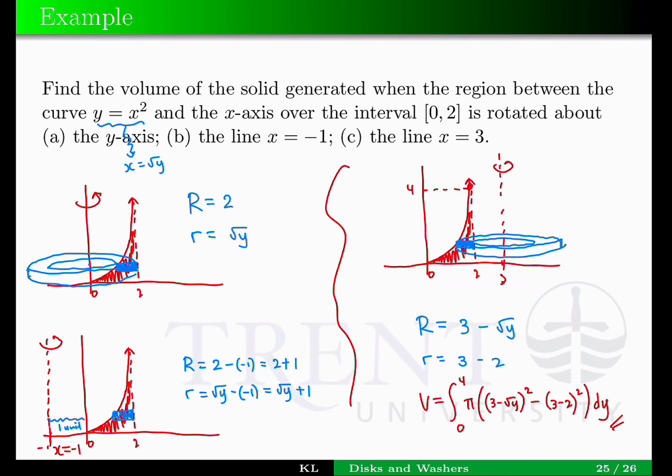So that will be the end for this topic. Volumes using the method of disks and washers. For our next video, we'll be discussing another method of finding volumes. We call that method of cylindrical shells.